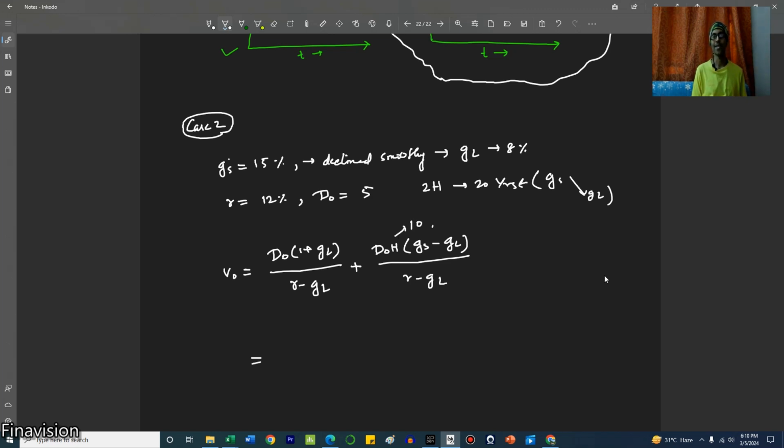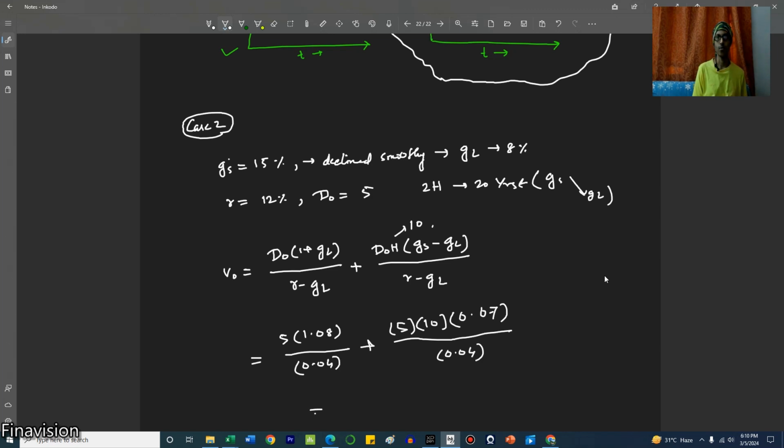Now we will calculate the formula, guys. Calculate the value from the formula. 5 into 1.08 divided by 0.04, because it is 0.12 minus 0.08, plus again 5 into 10 into GS minus GL, which is 0.15 minus 0.08, that is 0.07 by again 0.04, right?